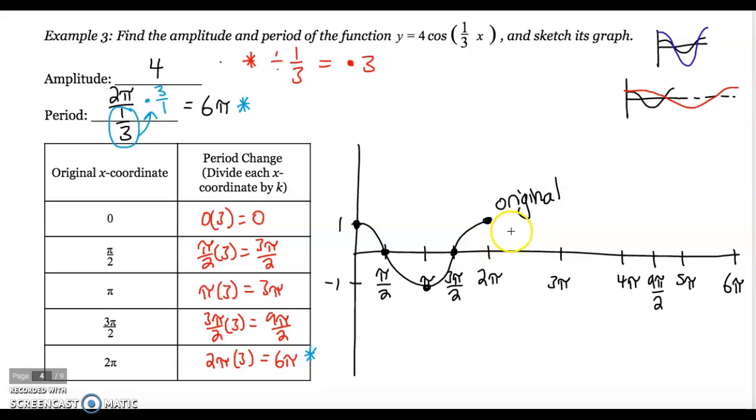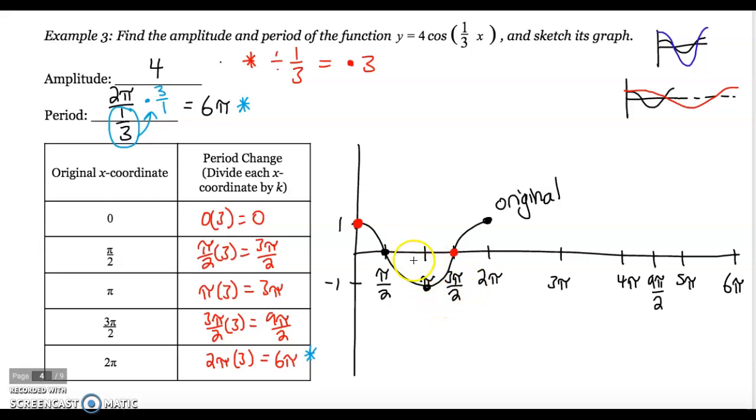Okay, and then I'm going to do my period change. So I'm taking each of these five points that I have at 0, pi over 2, pi, 3 pi over 2, and 2 pi, and I'm moving them to their new location. So 0 stays at 0, so I'll still have a point there. My point that was at pi over 2 is going to scoot on over until it's at 3 pi over 2. So I'm taking this point and I'm moving it here.